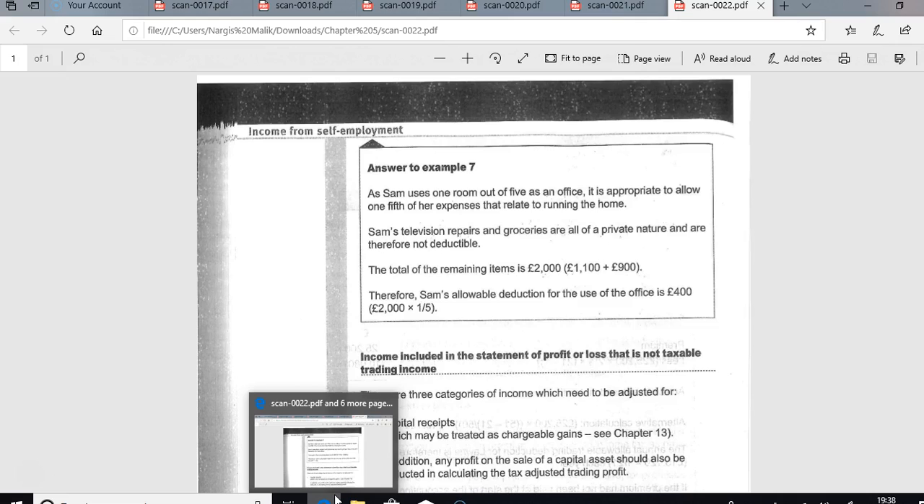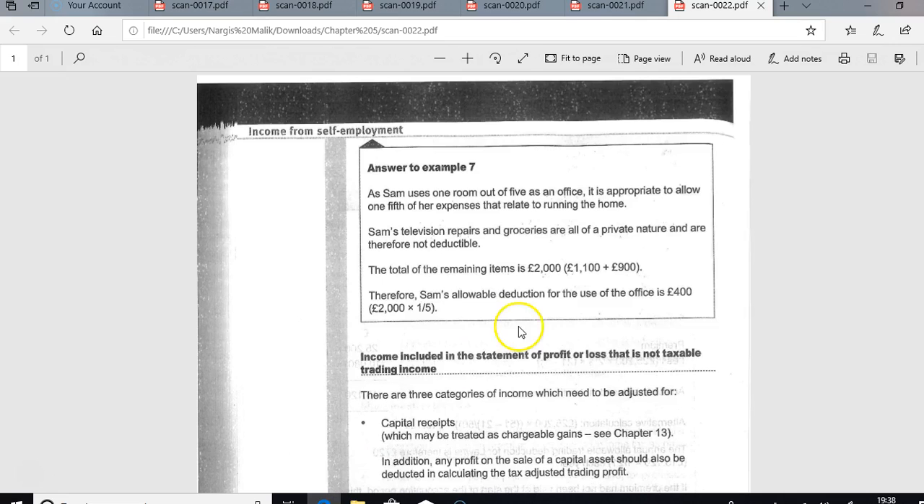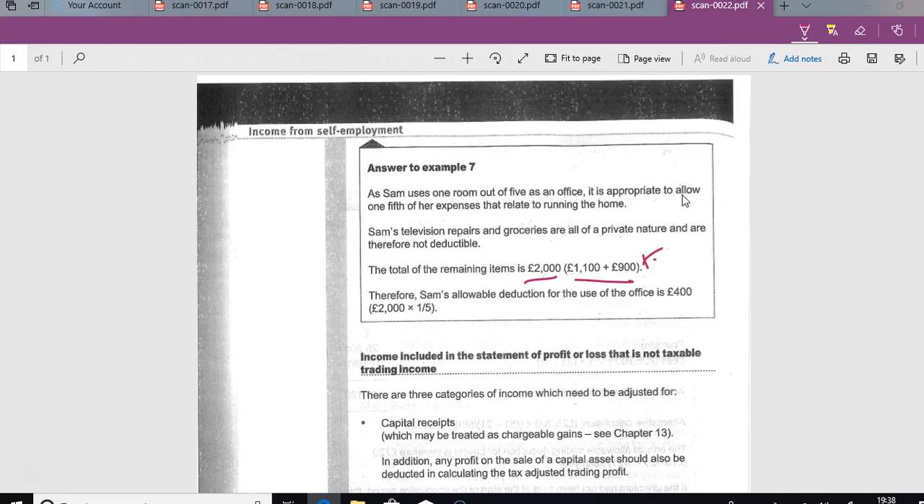But it's back. The television repairs and the groceries are of a private nature and therefore not deductible. So the totals are the mortgage and the utilities, and we really want a fifth of that. If you look on page 212 of your textbook, you will see that what we're doing here is focusing just on those two items: the mortgage interest and the utilities. And that's how we deal with this.